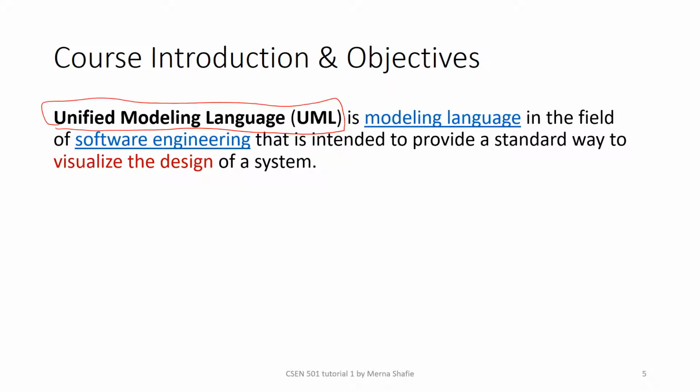This is a modeling language that we are going to understand the same thing whenever we take a look at it. What is its intention? It is intended to provide a standard way to visualize the design of a system. يعني what do we need to do? We need to visualize. يعني we need to see a picture. We need to visualize the design.